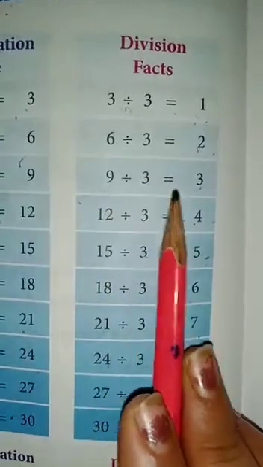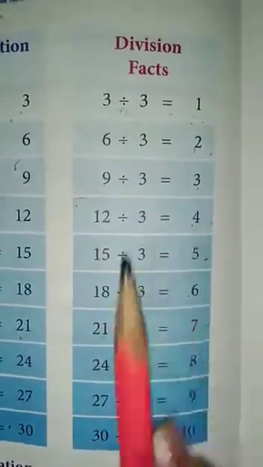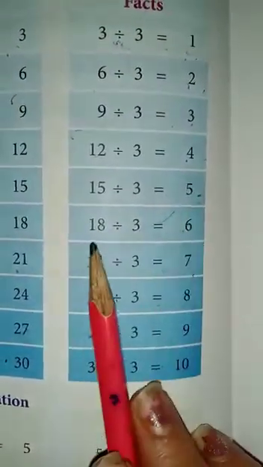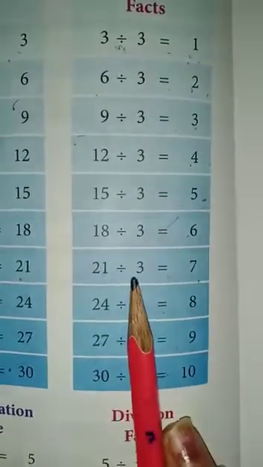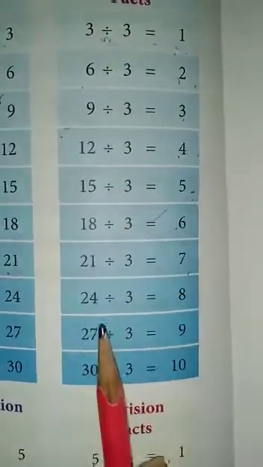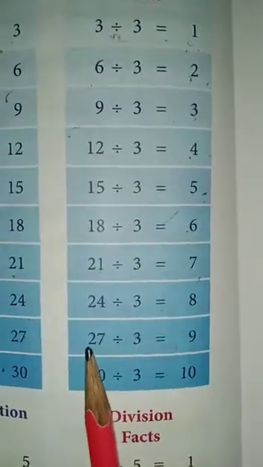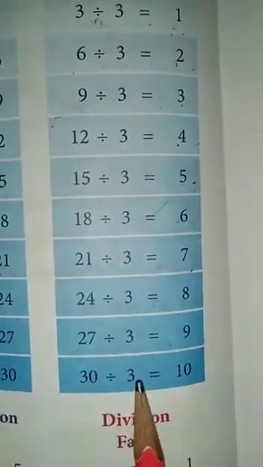9 divided by 3 is equal to 3. 12 divided by 3 is equal to 4. 15 divided by 3 is equal to 5. 18 divided by 3 is equal to 6. 21 divided by 3 is equal to 7. 24 divided by 3 is equal to 8. 27 divided by 3 is equal to 9. 30 divided by 3 is equal to 10.